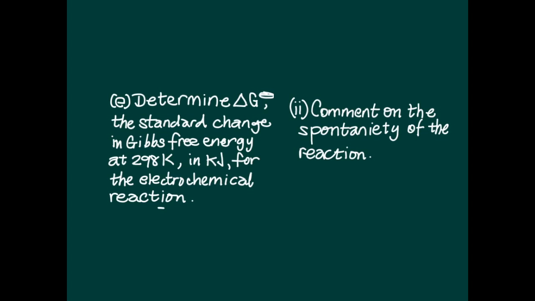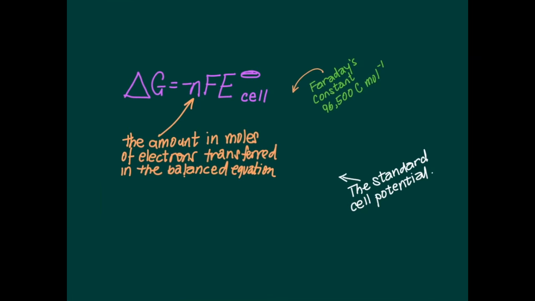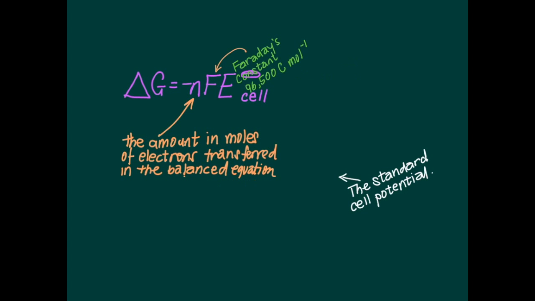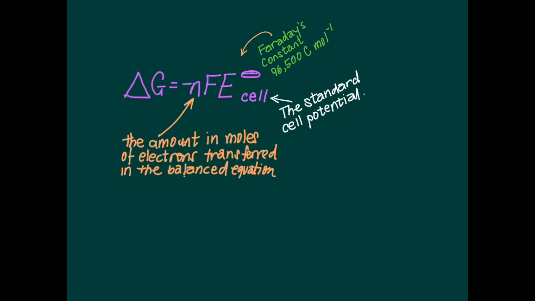If this calculation produces a negative value for delta G, then it shows that the reaction is spontaneous. And to determine delta G, we must use this equation. Delta G equals negative n times F times the cell potential, where n is the amount in moles of electrons transferred in the balanced equation, and F is the Faraday's constant, which equals 96,500 coulombs per mole, and E is the standard cell potential, which was calculated earlier using the values provided from the data booklet.